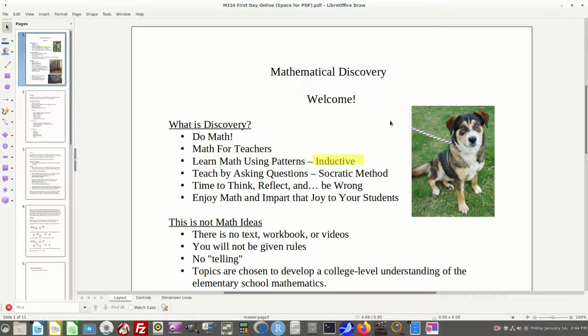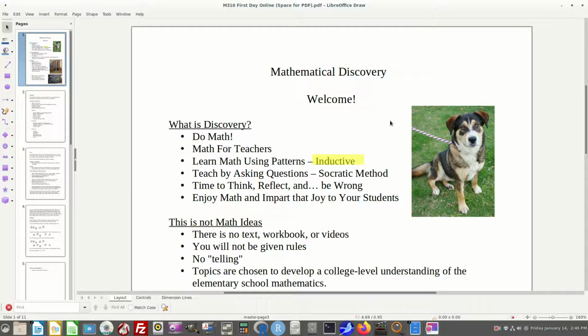Now I'm going to teach by asking questions. The Socratic Method is the way in which a teacher can sponsor students to learn by using patterns. So I'm going to teach by asking questions. I'm going to show you a pattern, see where it leads. There's going to be the necessity to spend time on this course, time to think about the ideas, reflect about what the patterns are leading you to believe, and without any problem associated with it, to be wrong.